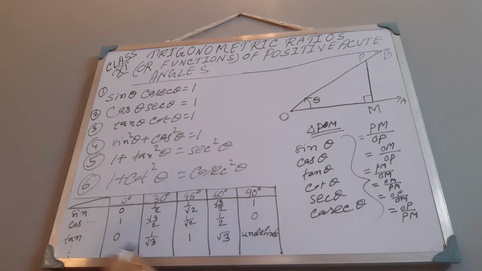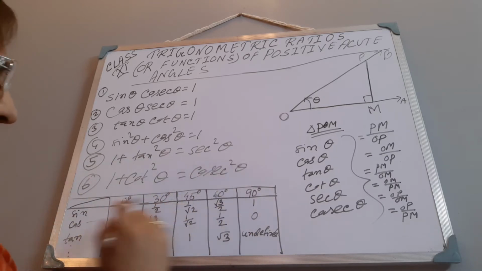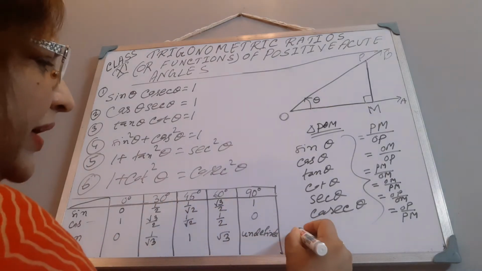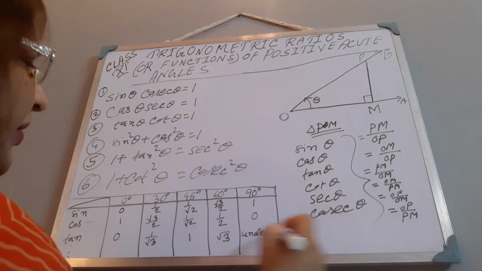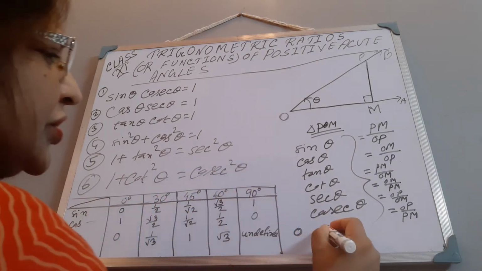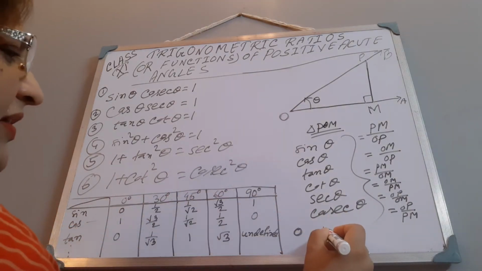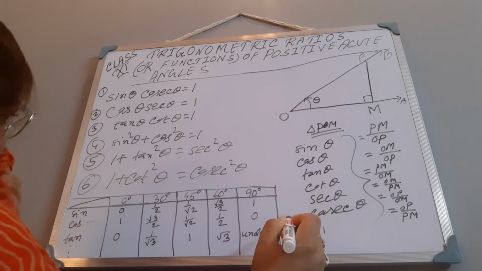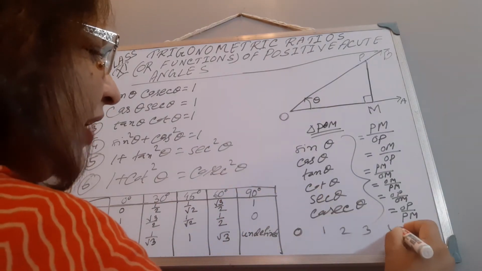How to get all these values, we have already done in the previous class. But if you want, I can explain right now also. It will take only a few minutes. Just put 0, 1, 2, 3, 4. Instead of 0 degree write 0, then in 30 degree write 1, then 45 degree write 2, then 60 degree write 3, then 90 degree write 4.